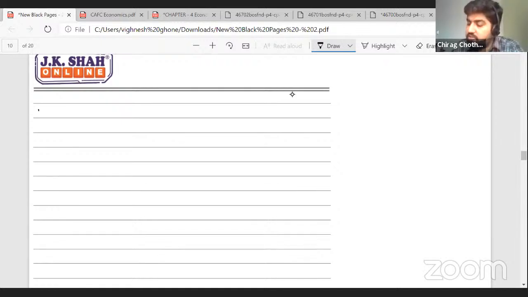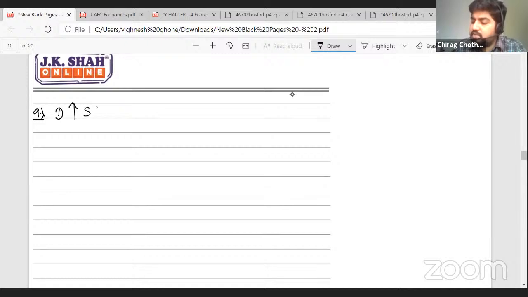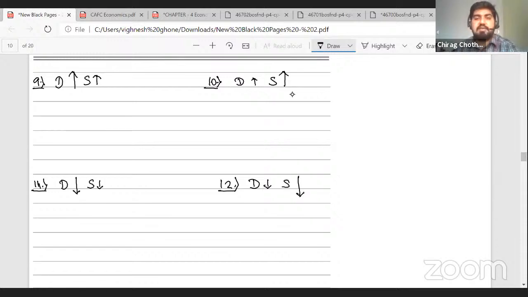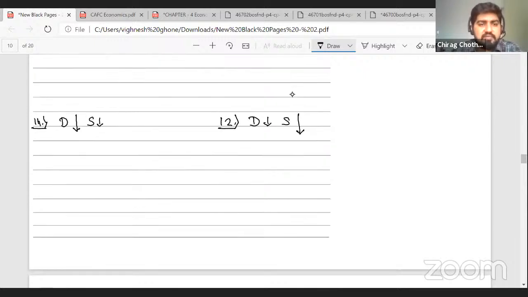in all the scenarios. Case number 9, demand increases more than the increase in supply. Case number 10, demand increases less than the increase in supply. Case number 11, demand decreases more than the decrease in supply. Case number 12, demand decreases less than the decrease in supply. In every scenario, students, we have to find out what will be the equilibrium price and equilibrium quantity.